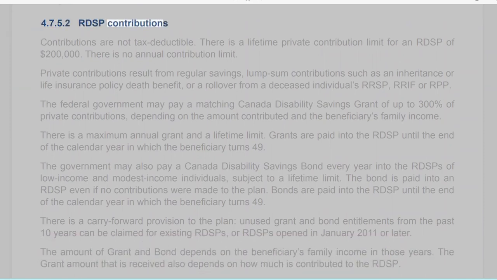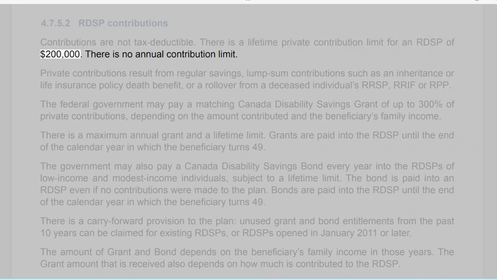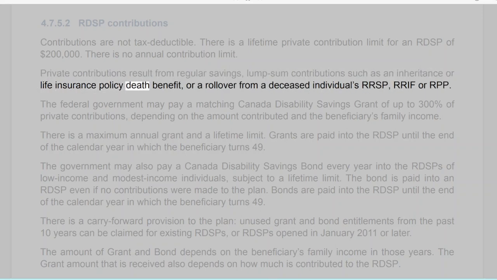4.7.5.2 RDSP contributions. Contributions are not tax deductible. There is a lifetime private contribution limit for an RDSP of $200,000. There is no annual contribution limit. Private contributions result from regular savings, lump sum contributions such as an inheritance or life insurance policy death benefit, or a rollover from a deceased individual's RRSP, RRIF, or RPP.